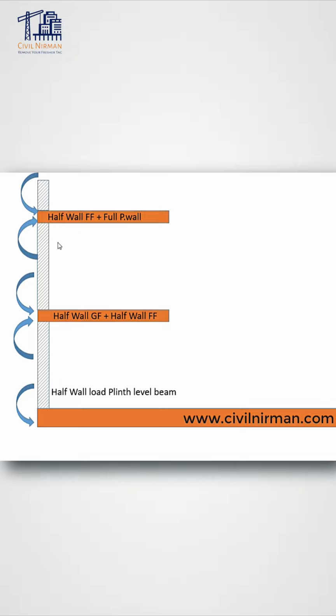Similarly, if I talk about the first floor slab level, in this case what is the condition? Here this wall is connected, so half of the wall load from the first floor will be transferred over here. Now see, for the parapet case there is no connection over here, right? So for this particular beam, the wall load that you need to add will be half the wall load from the first floor plus the full parapet wall load.